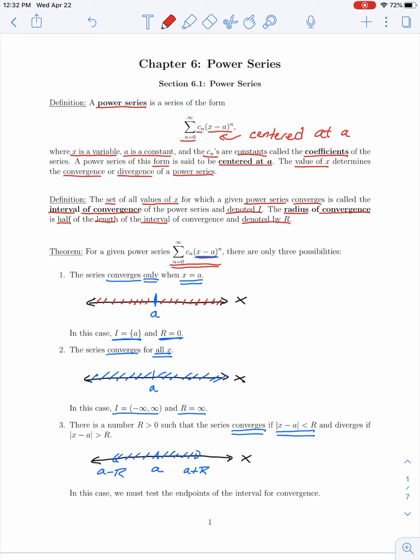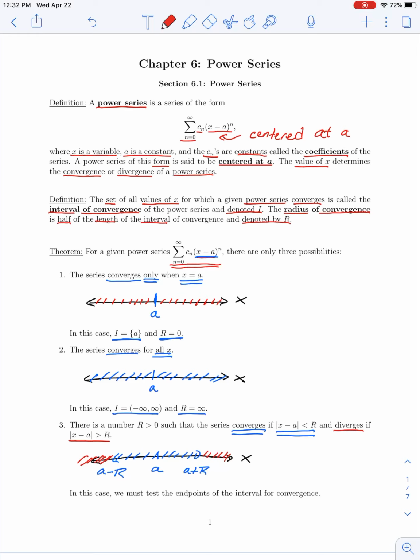However, we have our series diverging if the distance from x to a is greater than r. So if I move farther than r units to the right of a, I start to see divergence. Or if I move further than r units to the left of a, I would see divergence. So we have some subset of the real line for which our power series converges.